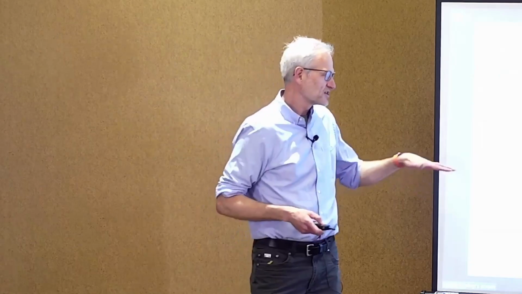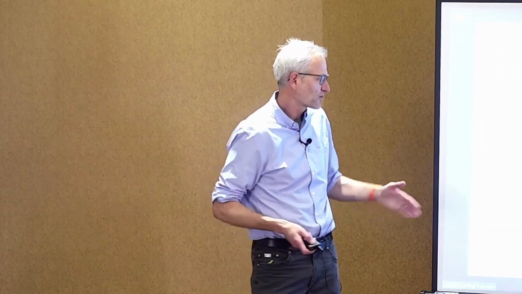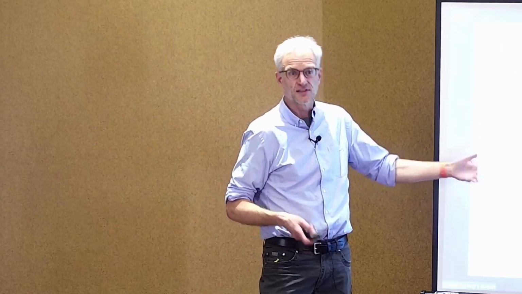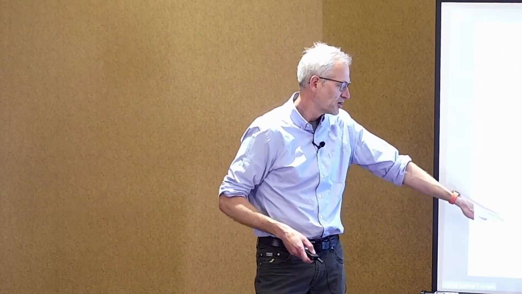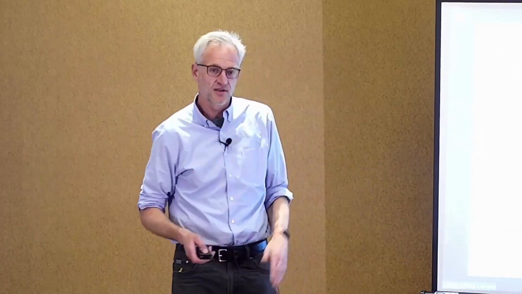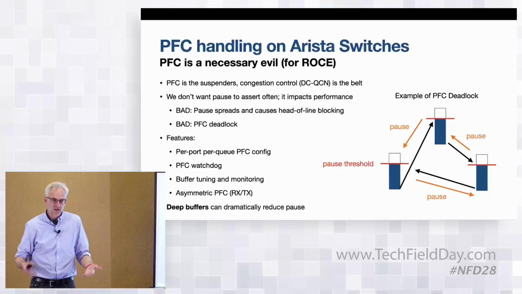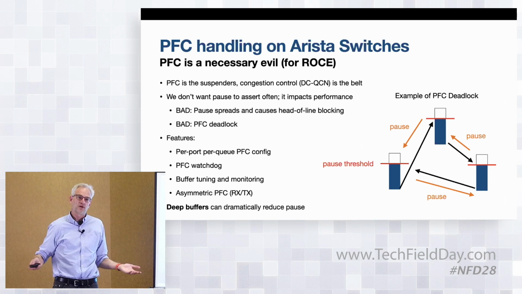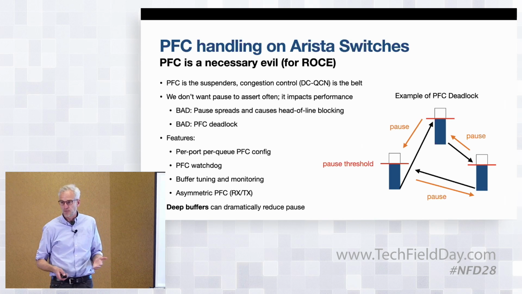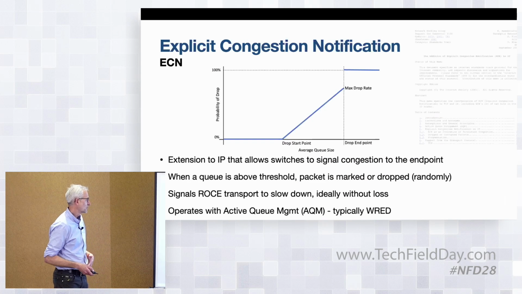So there are some features that we support in our feature set that we've learned you need in your network. Things like per port, per queue PFC configuration of thresholds, PFC watchdog, buffer tuning, asymmetric pause. And one big thing is that deep buffers really help, because you only send a pause when I'm getting close to my queue being full. And if my queue is deeper, I send pause that much less often. And that can make a really important difference on these workloads that are really critical.